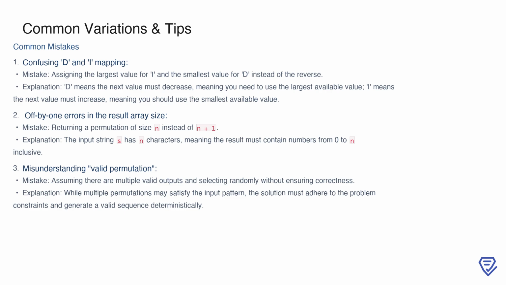Another frequent error is off by 1 mistakes in the result array size. Since the input string has n characters, the output must contain n plus 1 numbers, spanning from 0 to n inclusively. Failing to account for this results in a permutation that's too short. Lastly, some misunderstand the concept of a valid permutation. While there may be multiple valid sequences that satisfy the constraints, the output must follow the rules of the problem deterministically, rather than relying on random selection or assumptions about correctness.